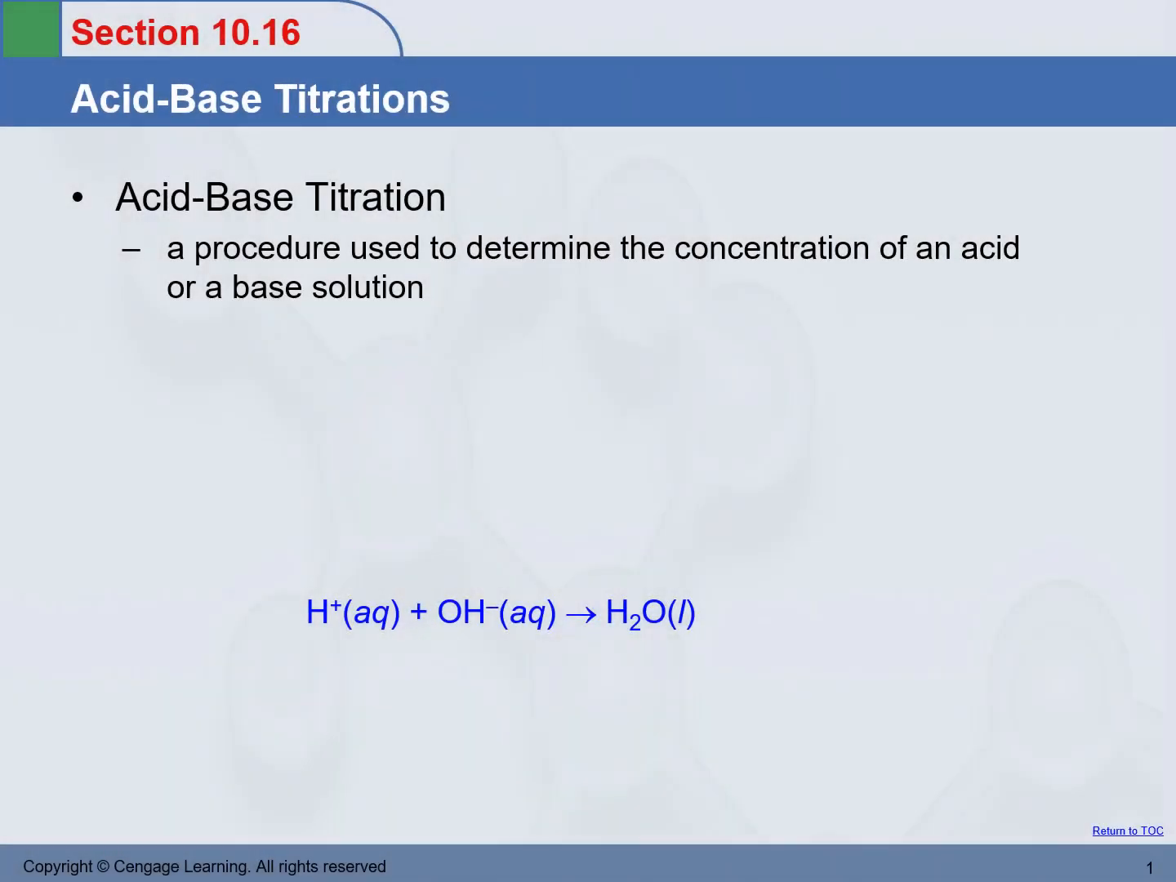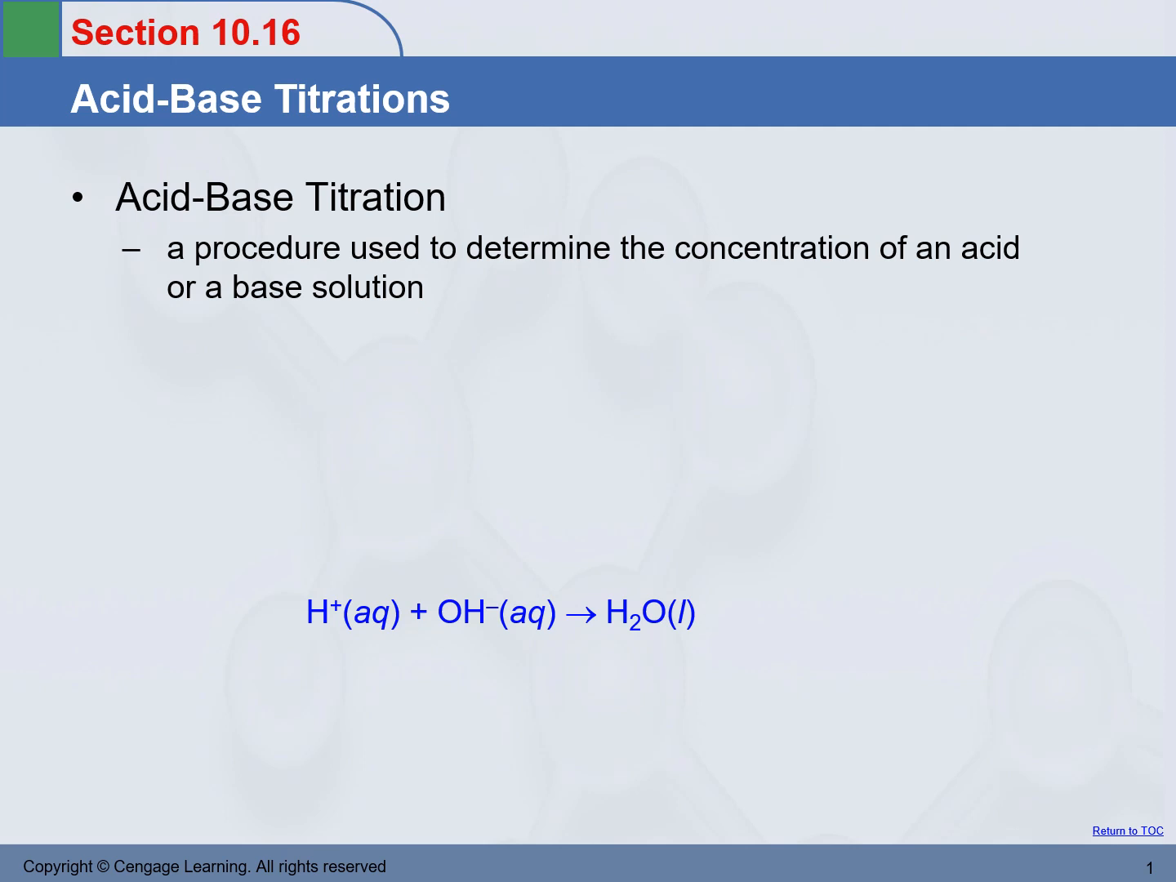Acid-base titrations. This is the last topic of this semester. Acid-base titration is a lab technique. It is a procedure used to determine the concentration of an acid or a base solution. We may not be familiar with the name or the technique. However, we know almost everything about the chemistry applied in this technique.